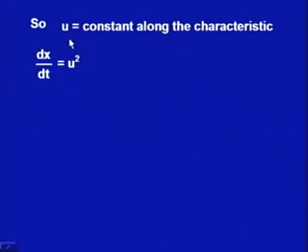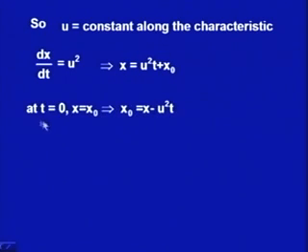Now, u is constant because we have got du/dr = 0, that means u² would be constant here. So, treating it as a constant along this characteristic, if I try to solve this differential equation, we get x = u²t + x₀, where x₀ is constant. Now, at t = 0, using the initial condition, x must be equal to x₀. From here, x₀ would be nothing but x − u²t.